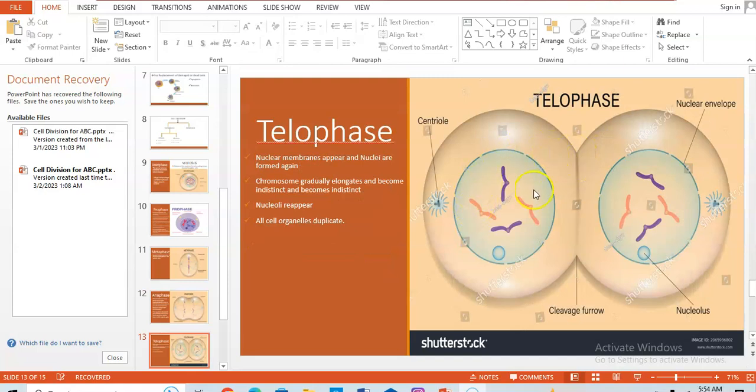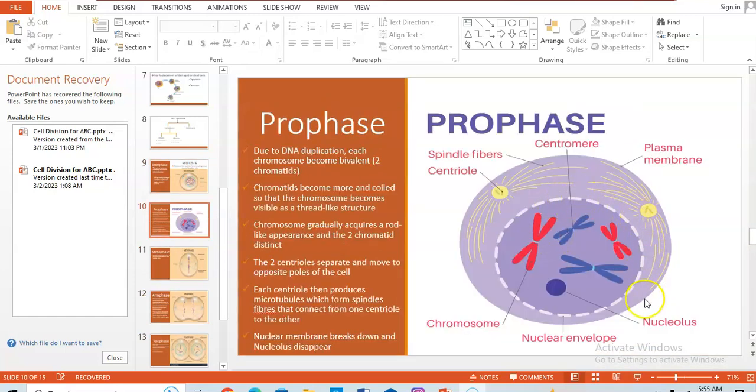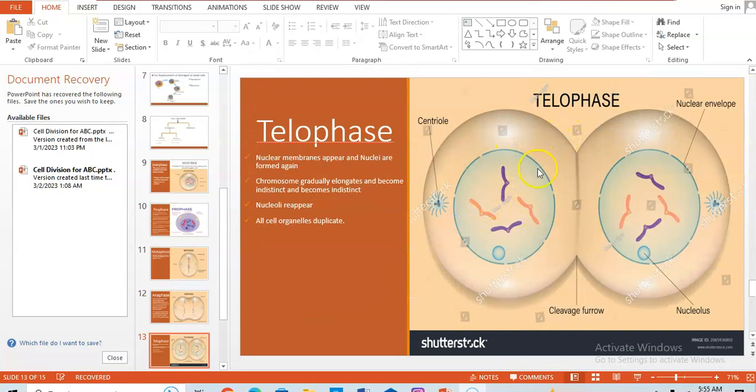So they get to the opposite pole at telophase, and when they get to the opposite pole, what happens? Remember, the nuclear membrane breaks down and the nucleus disappears at prophase, but at telophase, when these separated chromatids, now chromosomes, get to the opposite pole, what happens? The spindle fibers will break down. You know, the spindle fibers are formed by the centrioles. They break down, and then the nuclear membrane and the nucleus reappear.